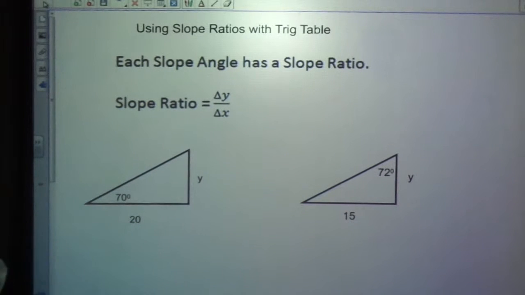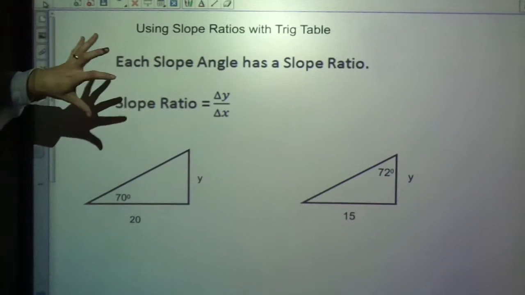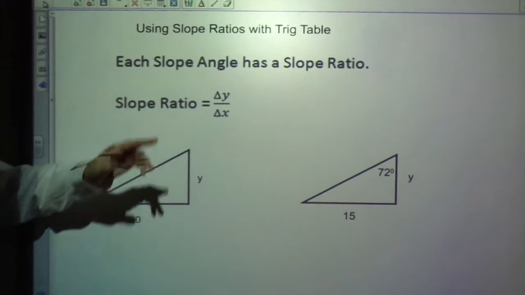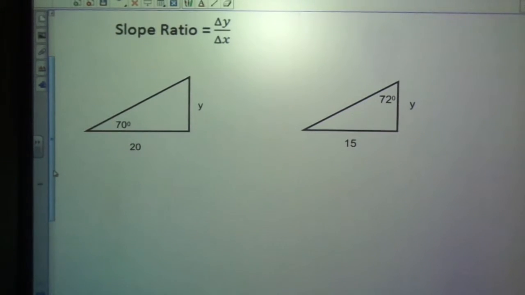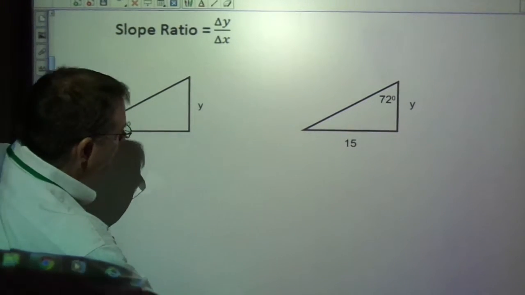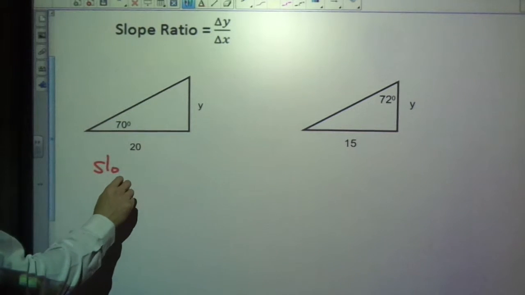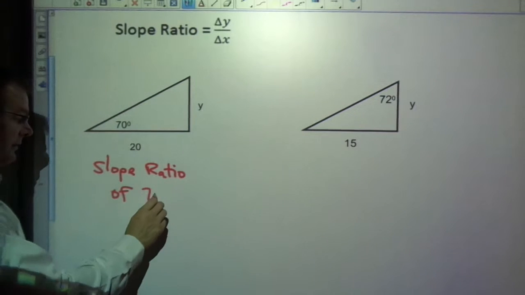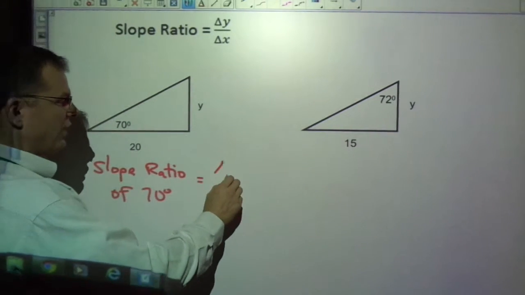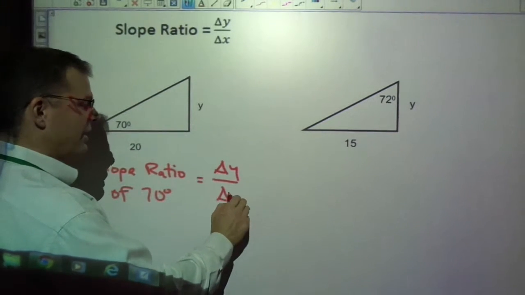Me and my friends here are going to try to help you understand a little bit about using slope ratios. Every slope angle has a slope ratio, and we start every problem by saying that the slope ratio of a particular angle is equal to change in y over change in x. So something like this. We have this angle, so we would like to know the slope ratio that 70 degrees has, and that is equal to change in y over change in x.